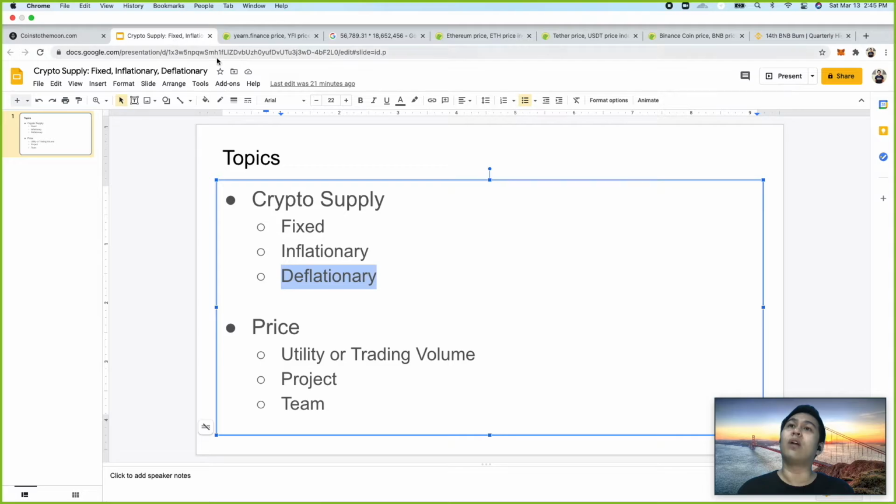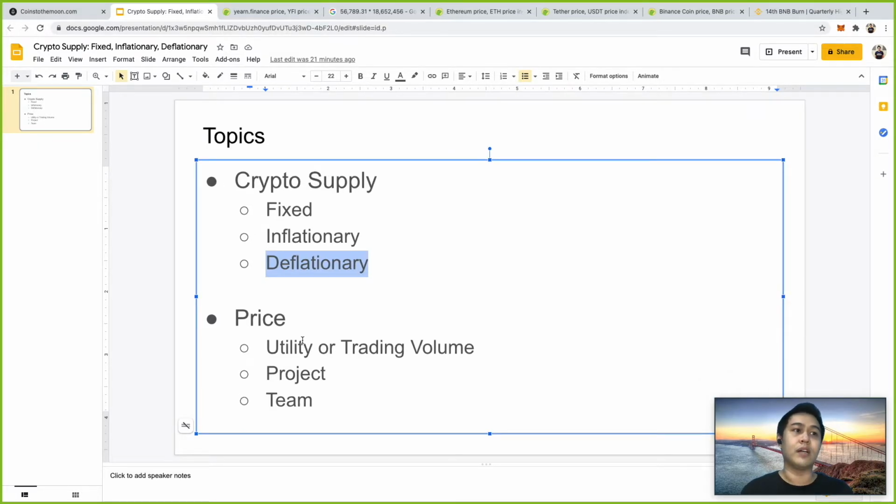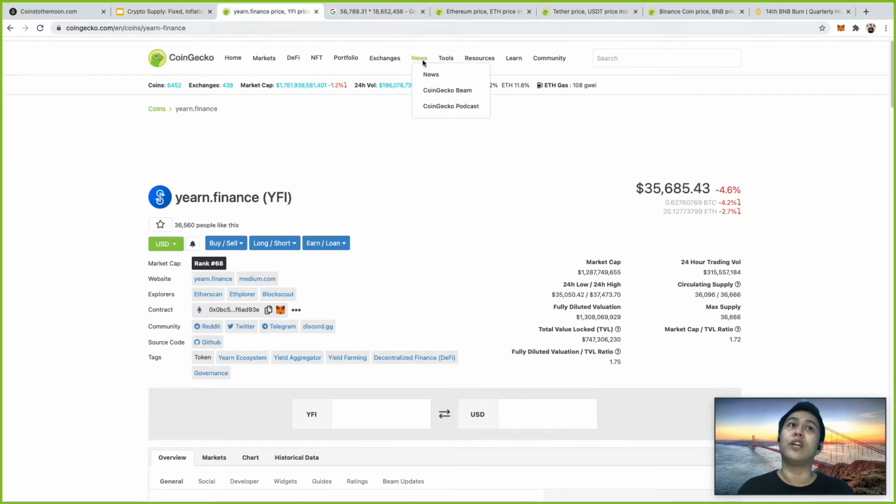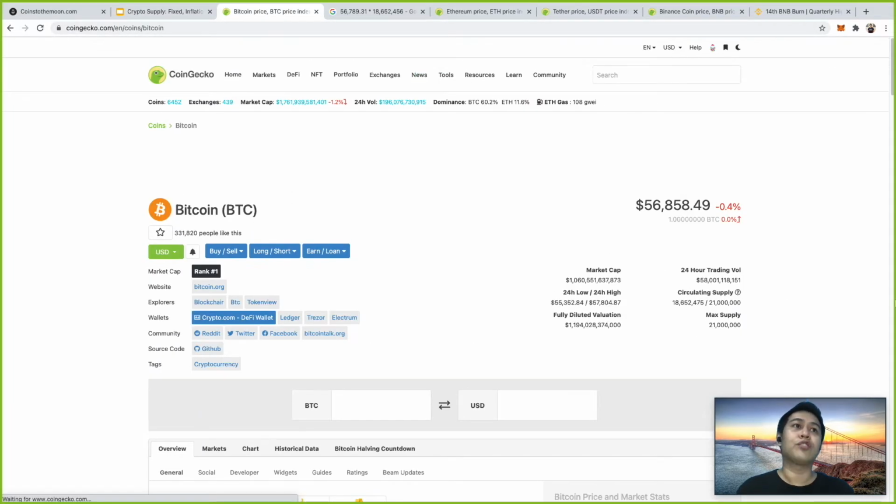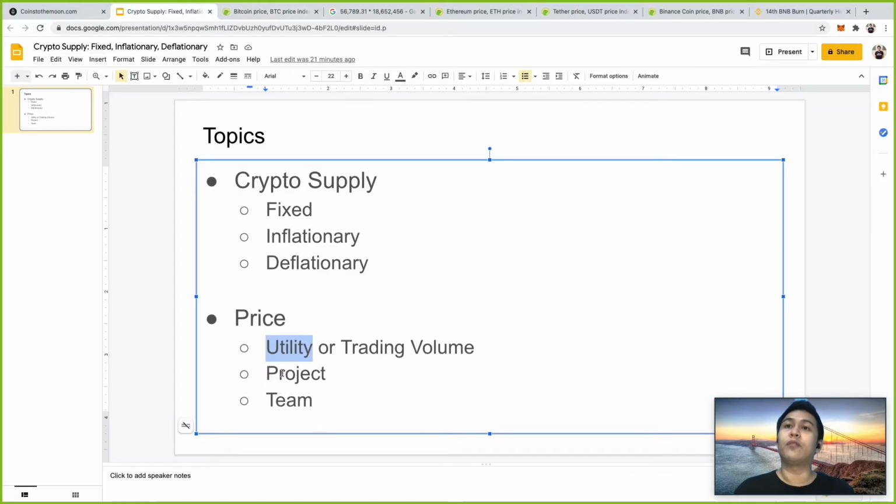What usually determines the price? For me, it's 3 things. One is utility. The more people using the project, the more expensive it is. As you can see here on Bitcoin, it's one of the most traded coins out there. The #1 cryptocurrency. It's the first cryptocurrency that was released. And then, of course, the project.